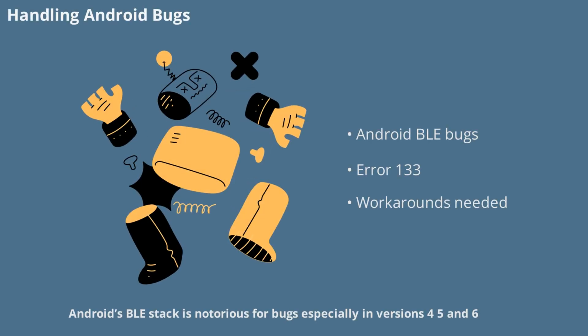Android's BLE stack is notorious for bugs, especially in versions 4, 5, and 6. Later versions have improved, but issues like mysterious connection failures and error codes, such as error 133, still persist. Developers must implement workarounds and robust error handling to achieve a stable BLE experience. While you may not solve every bug, reaching an acceptable level of reliability is possible with careful coding and testing.